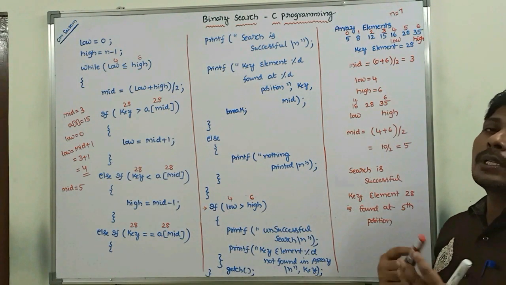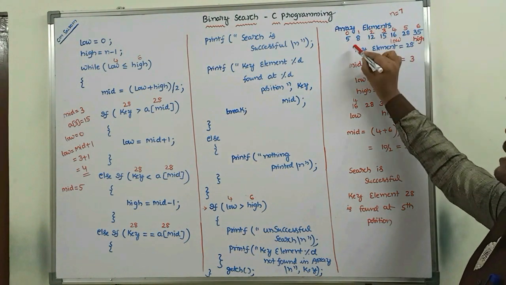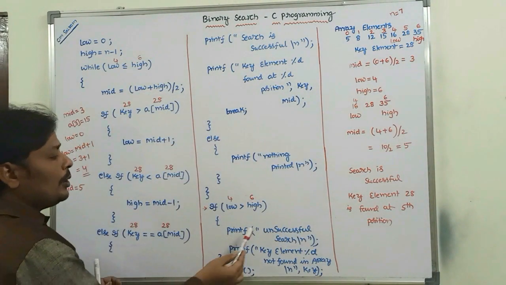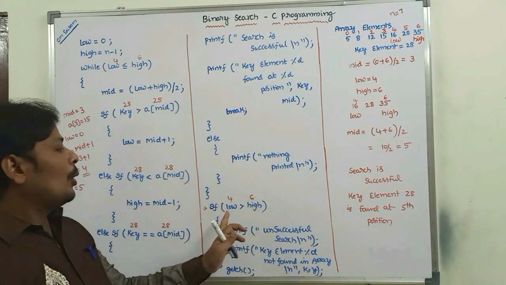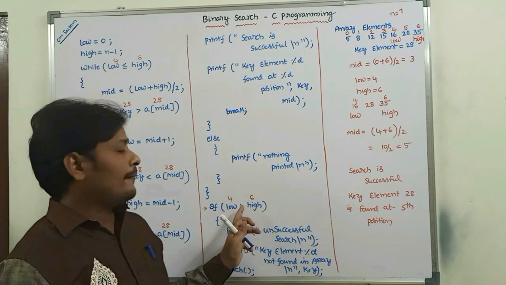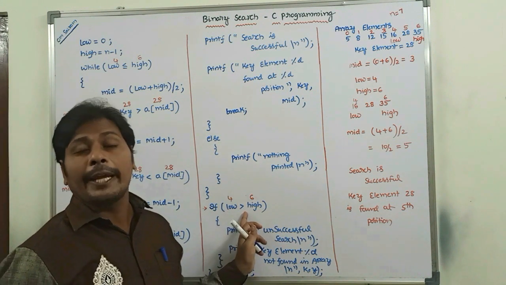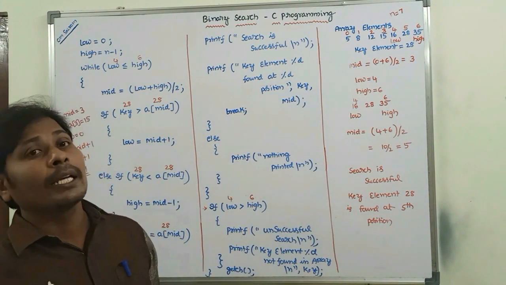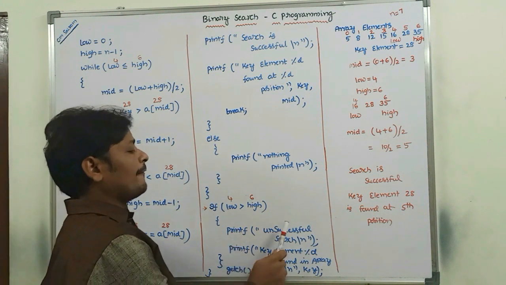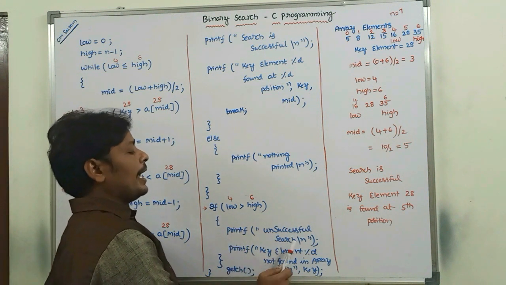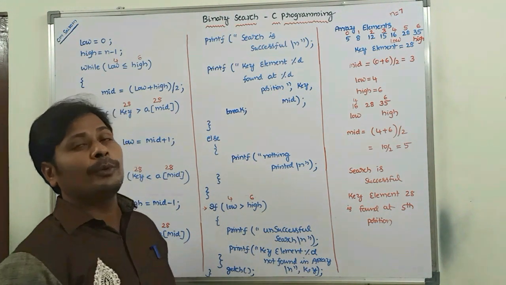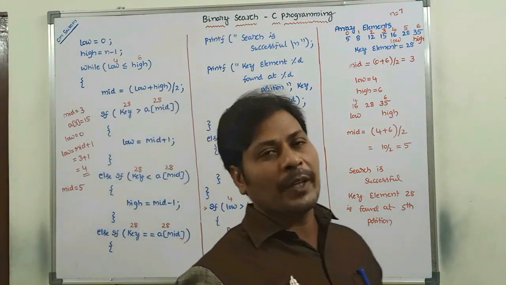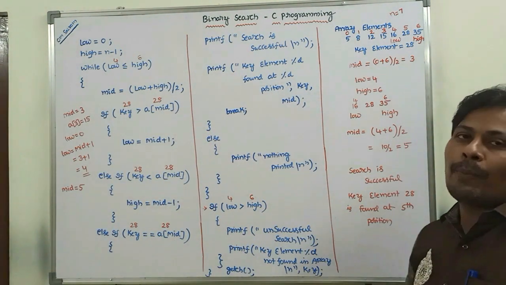Okay, suppose the key element is not present in the given array. Then this entire condition is false, and only this condition is true, low greater than high. This condition is true only when the key element is not present in the given array. So then printf unsuccessful search, printf key element %d not found in the given array. So this is the binary search program with the tracing with the example output.